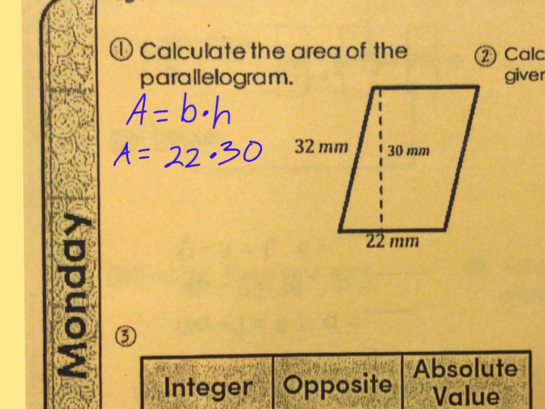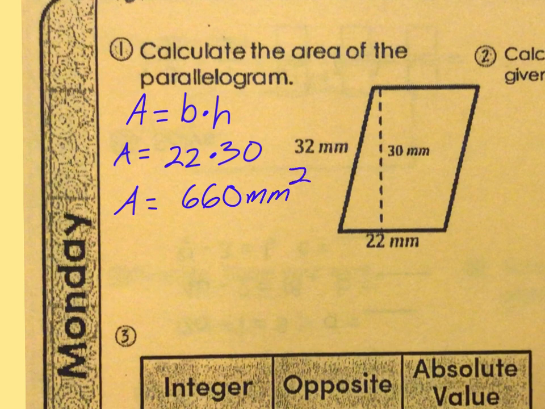So again, you can use your calculator to do this. You can go 22 times 30, and you get 660. So our area equals 660, and again our units of measurement are millimeters, and we multiplied two different dimensions here, so that is why it's squared.